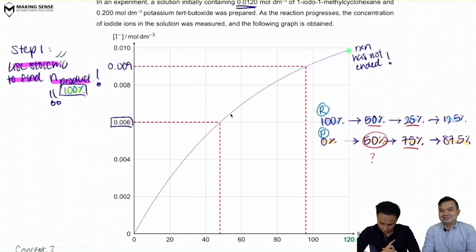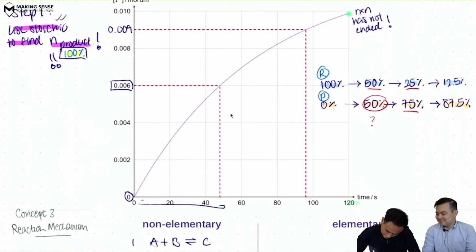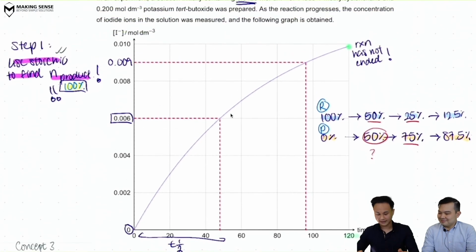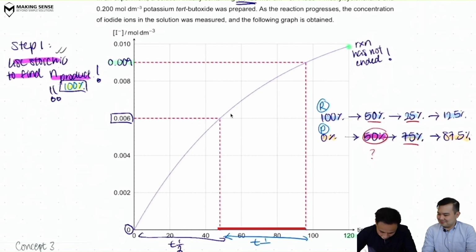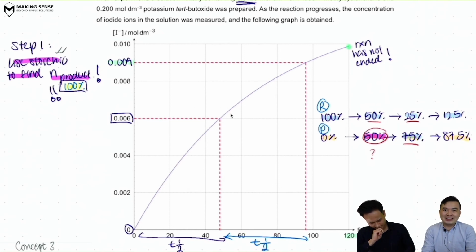So the first half-life, do this with me, from 0% or 0 to 0.006, this is your first half-life. Okay, and the second half-life, again, you'll be from 50% of 0.012 to 75% of 0.012, which is, Mr. Leong? 0.009. So this is now your second half-life, and does this look like it is constant, Mr. Leong? Obviously, you're going to read the numbers, but it feels like it is going to be a constant half-life already. Yeah, it looks like half-life is 50 seconds, right? And it's kind of fixed, which means the order with respect to I minus in this case is 1.